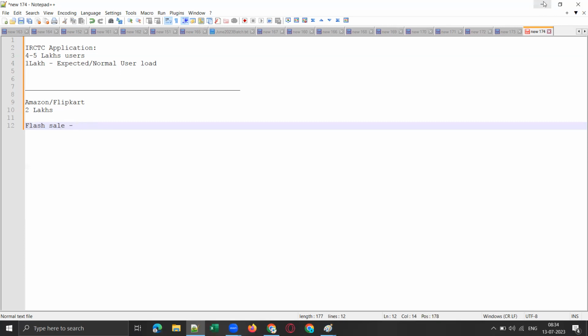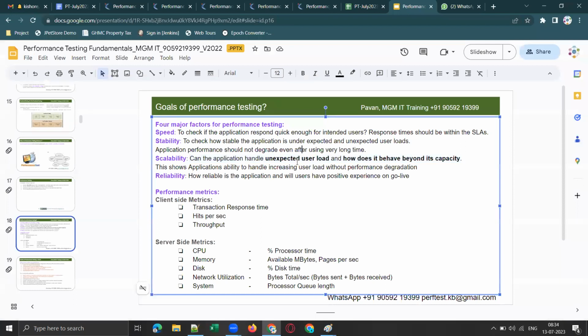Correct. So it should not display a completely blank screen, right? That's what it means: how does it behave beyond its capacity? Response times getting slightly higher is acceptable. But if you are seeing page can't be displayed or a blank screen, that is not acceptable. If your application is responding slowly, that is fine. But if it is not displaying the page at all, then it indicates that the application is not scalable. So can the application handle unexpected user load, and how does it behave beyond its capacity?